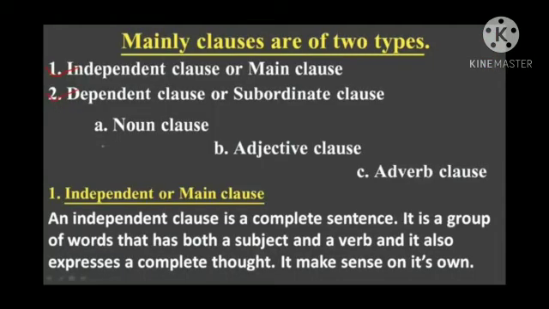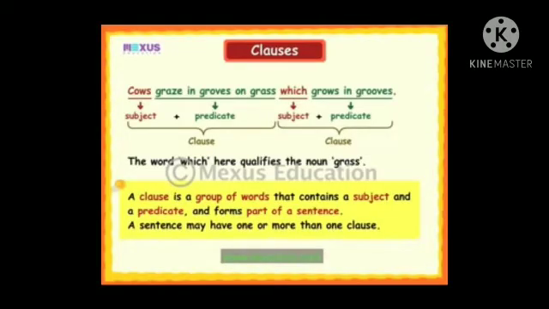Students, we have seen what a dependent clause and an independent clause are. Dependent clauses are classified into three types. They are noun clause, adverb clause and adjective clause. Now, what is a clause? Once again, we will see with an example.